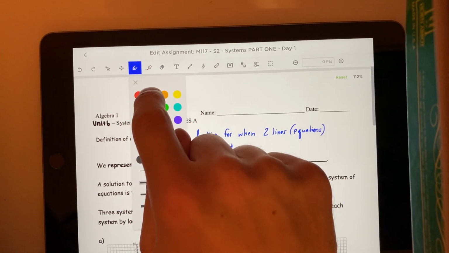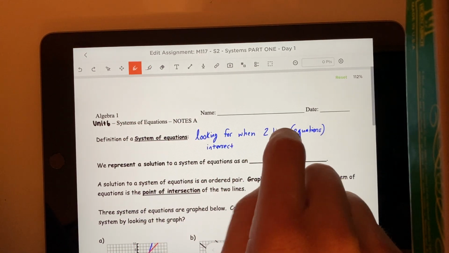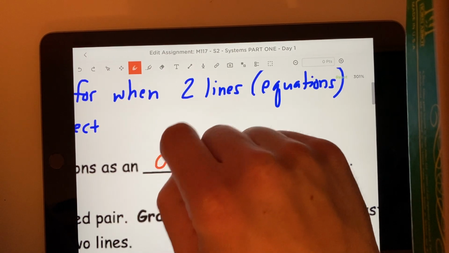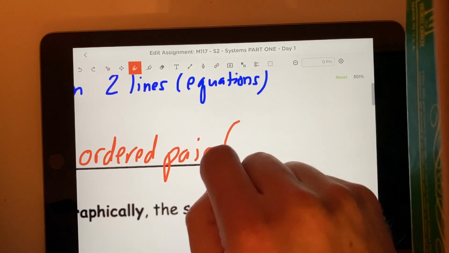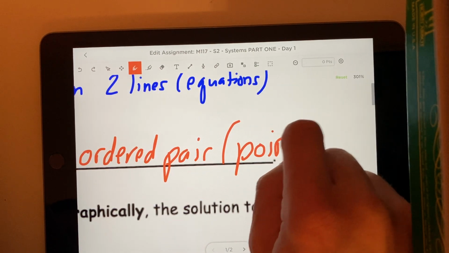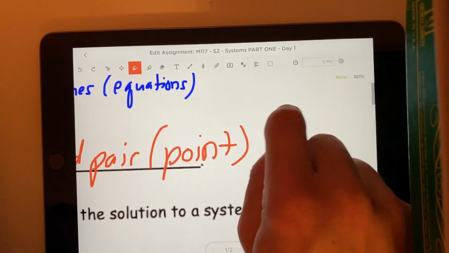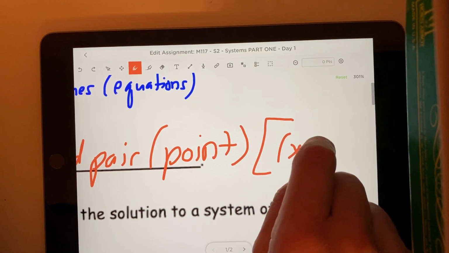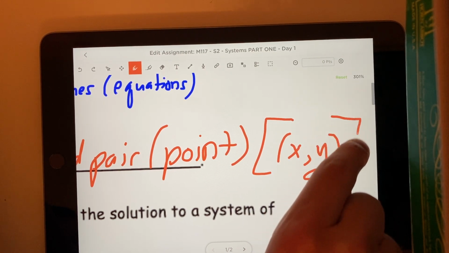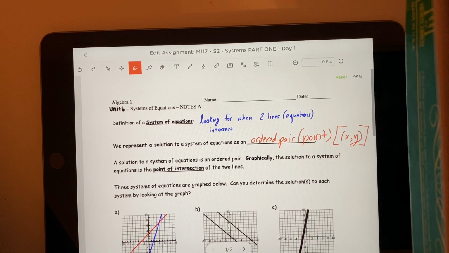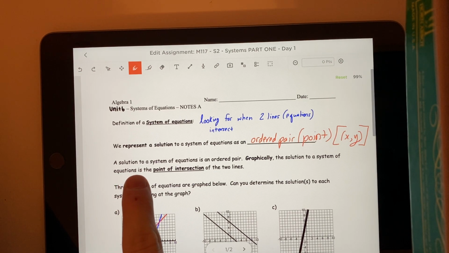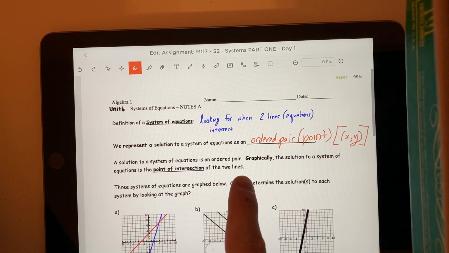So we represent a solution to a system as an ordered pair, which again is a point. So just remember it's a point. That's like x comma y. So that's what we're looking for. Most of our answers, I'll show you the situations where that doesn't work, but 99% of our answers are going to be a point or an ordered pair. So a solution to a system of equations is an ordered pair.